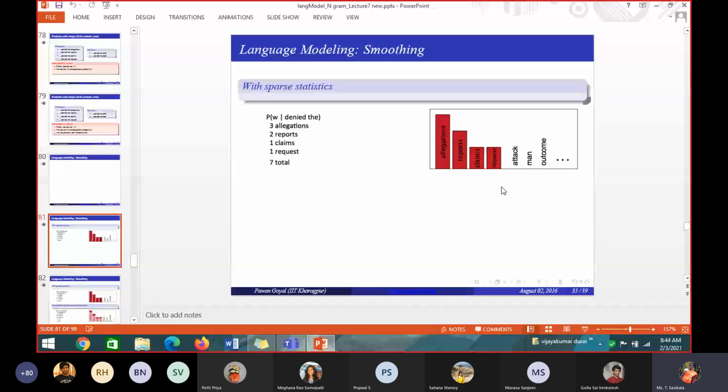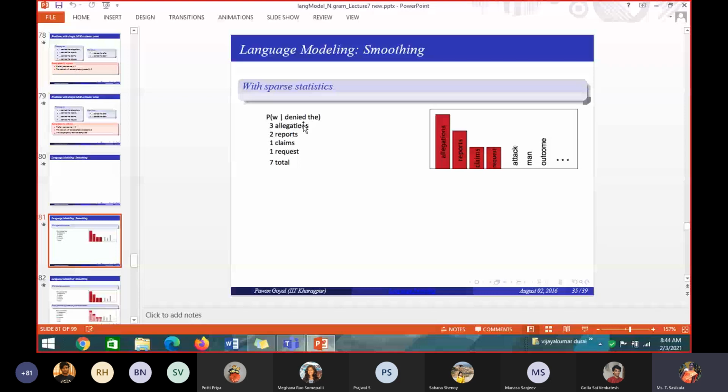Please write: denied the allegation occurring 3 times, denied the report occurring 2 times, denied the claims is a trigram occurring 1 time, and denied the request is a trigram occurring only 1 time in my training corpus. So in total, how many sentences do I have? Denied the followed by a word occurs 7 times. Denied the allegation occurs 3 times, so allegation given denied the is 3 out of 7. Claims given denied the is 1 time.